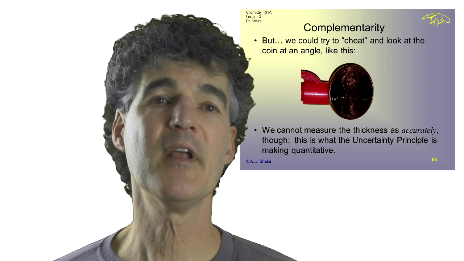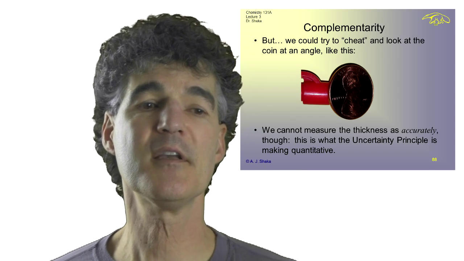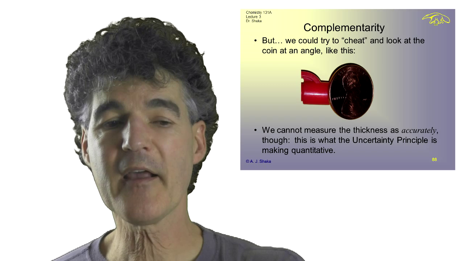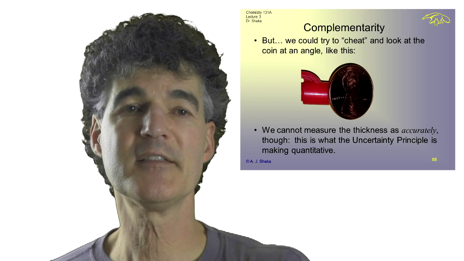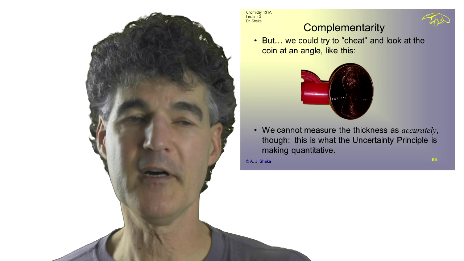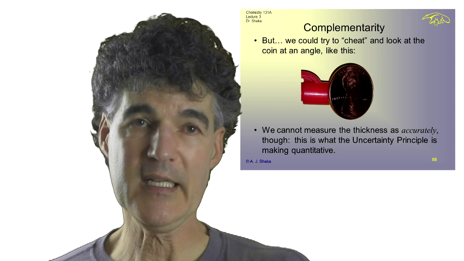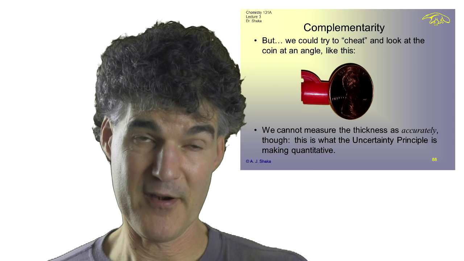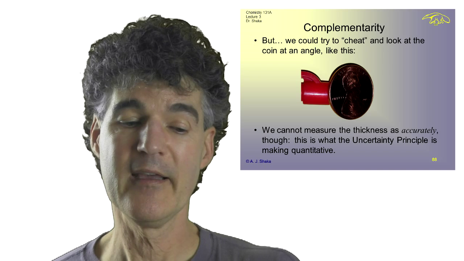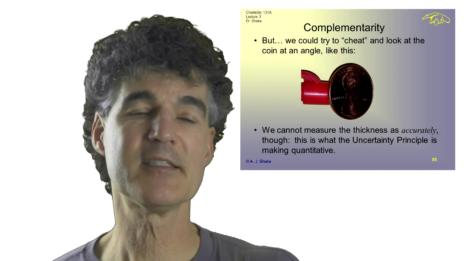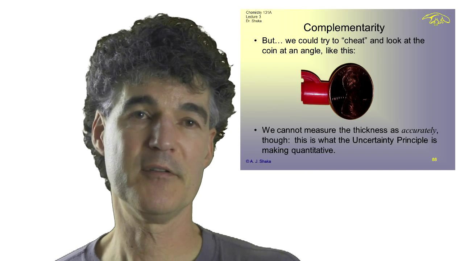But what I can't do now is measure the thickness very well, because I'm seeing the thickness from an angle and it gets smaller and smaller as I see the heads, and then I can't measure it very well. And basically, in order to get the thickness better, I have to turn the coin toward me like that, and then finally, at some point, I can't see whether it's heads or tails.